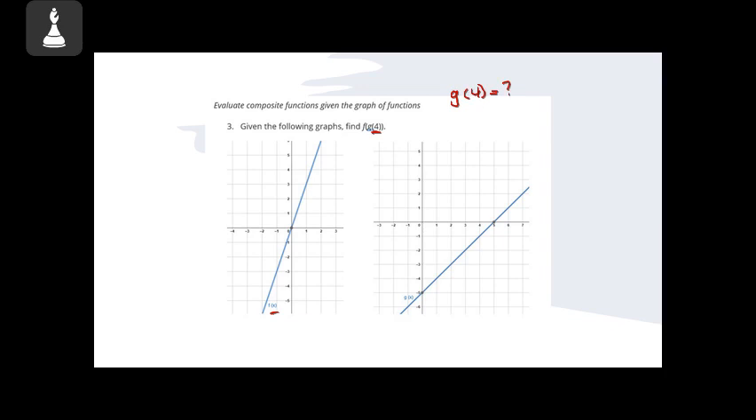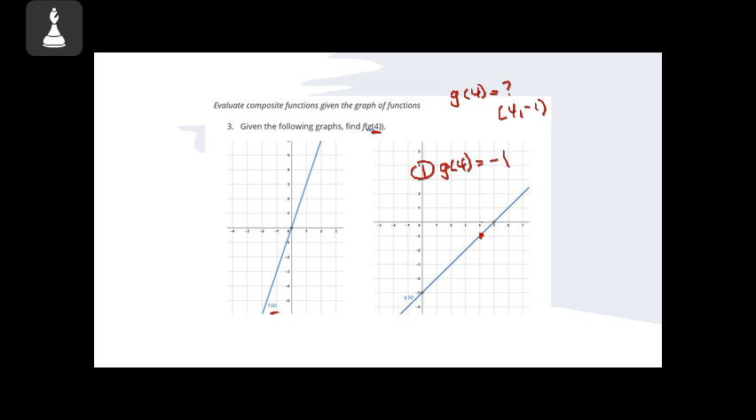What that's asking us to do is find on the graph the coordinate 4 comma something. Well, x is 4 here. The graph is at -1. So g of 4, the first thing we do, we get -1.